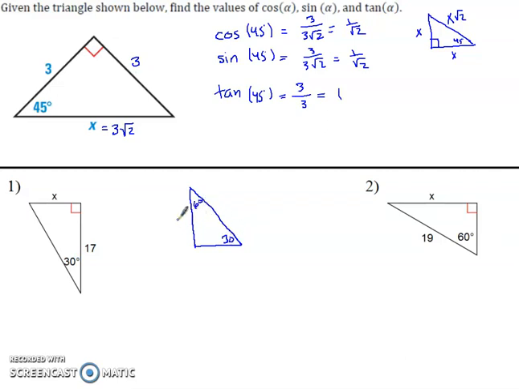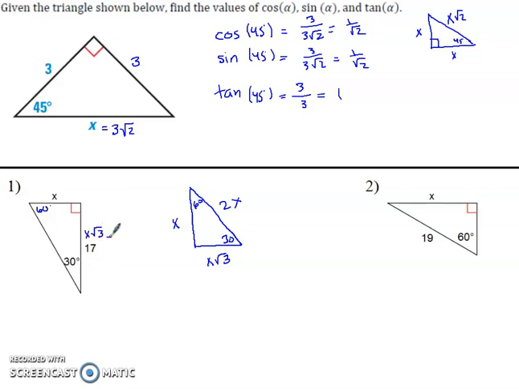In a 30, 60, 90, the shortest side is going to be x, that's across from my 30. The middle side is x rad 3, and the hypotenuse is 2 times x. So across from the 30, I have my shortest side, which is x. Across from the 60 degrees, I have x times the square root of 3.